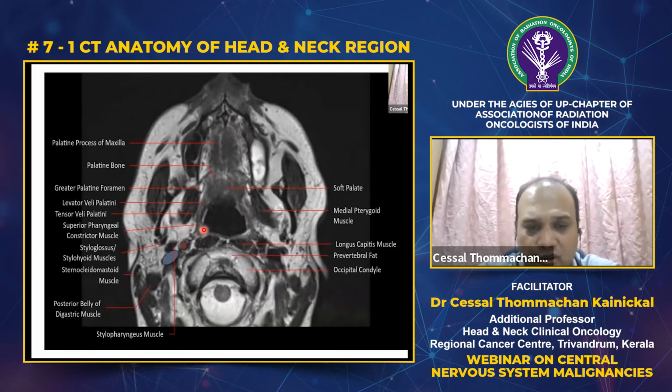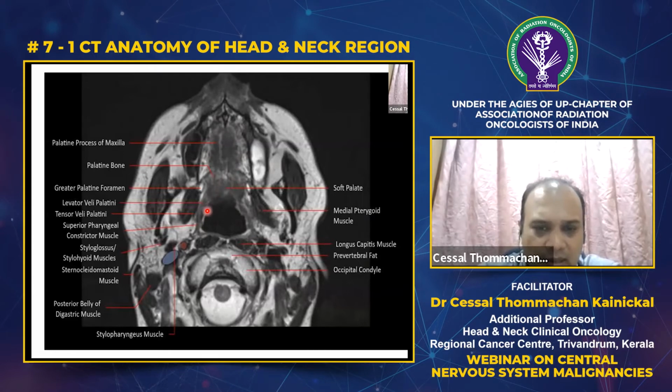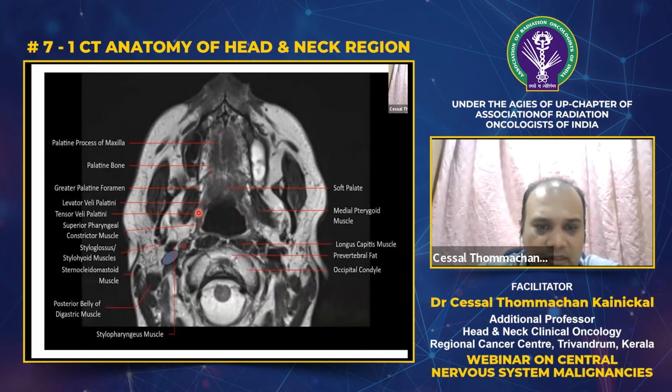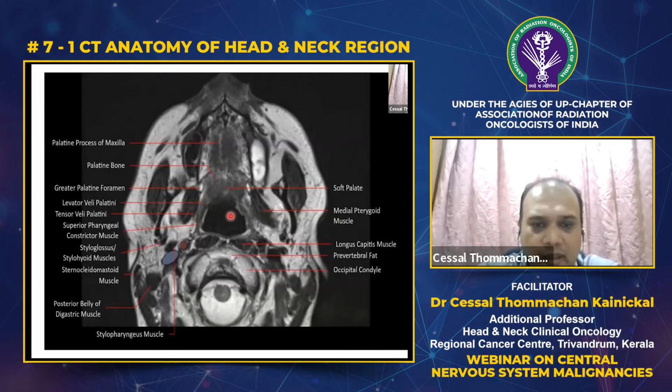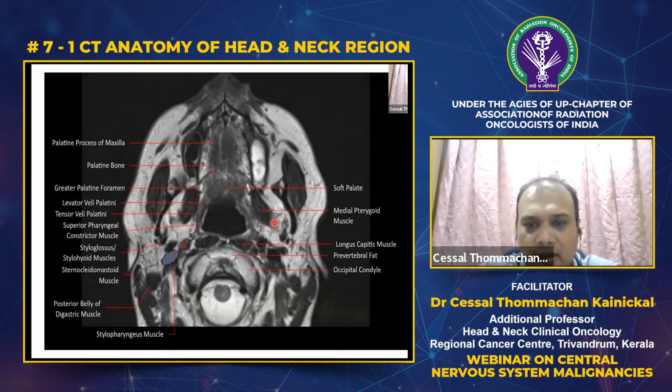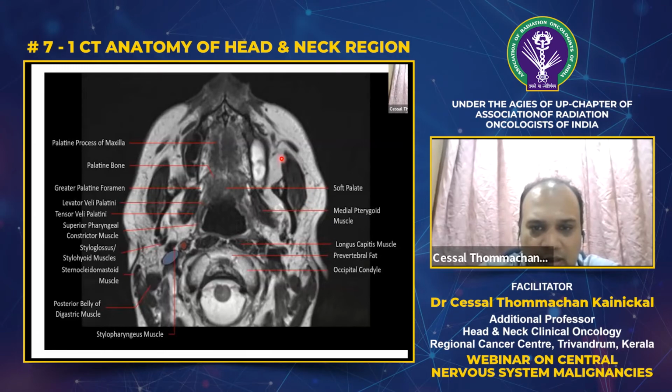Then at the level of the soft palate, we have discussed a few muscles inserting into the soft palate. This is the levator veli palatini muscle. Then you have the tensor veli palatini muscle, which is lateral. So you have two muscles there. Then you have the medial pterygoid muscle, and this is the mandible. This is the masseter. These are all fat, the buccal fat here.